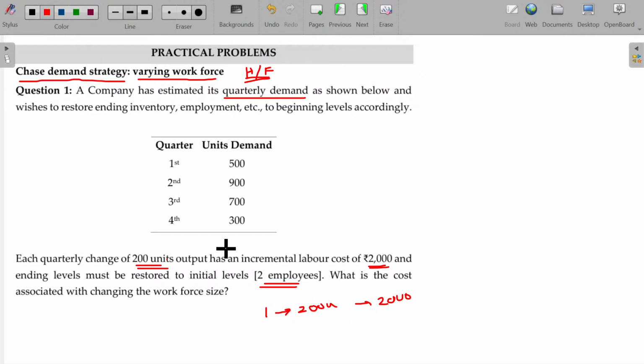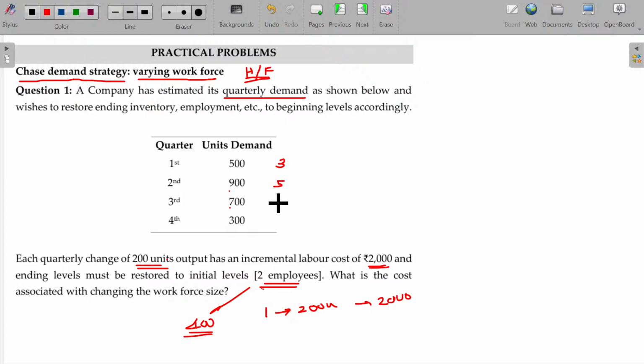Okay, see here, 500. Currently we have how many employees? 2 employees. 2 employees means per employee can produce 200 units, so 400 can be produced. But in the very first case, I need 500 units. Then how many employees may I need? 3 employees. In case of 900, I need 5 employees.